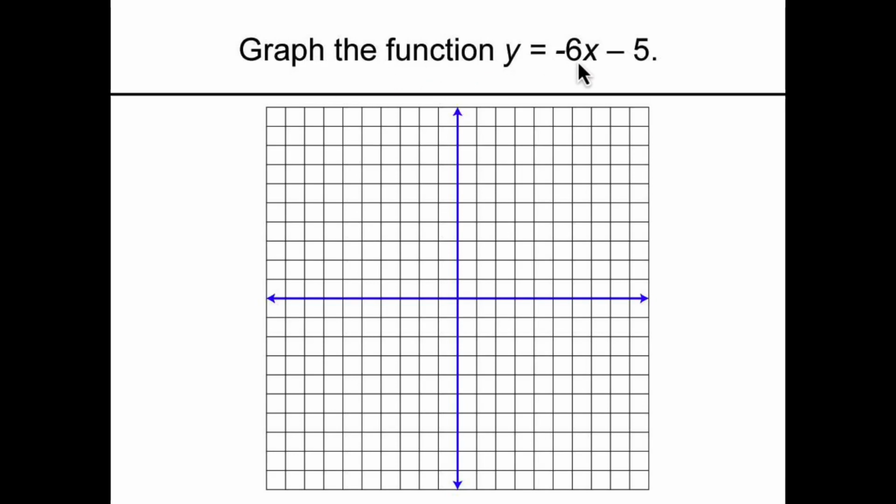Graph the function y equals negative 6x minus 5. This is a function in slope-intercept form. y equals mx plus b.